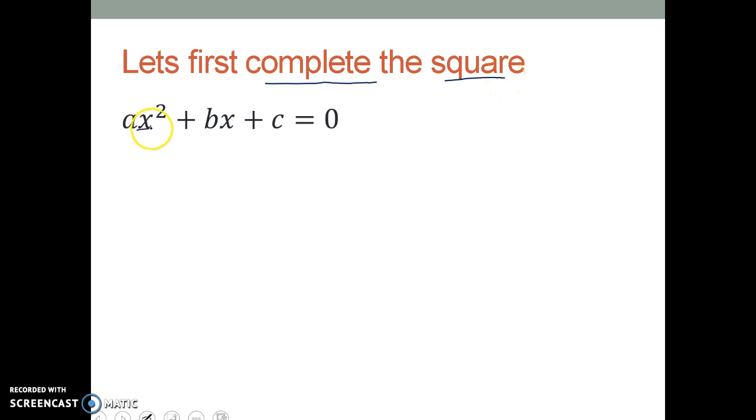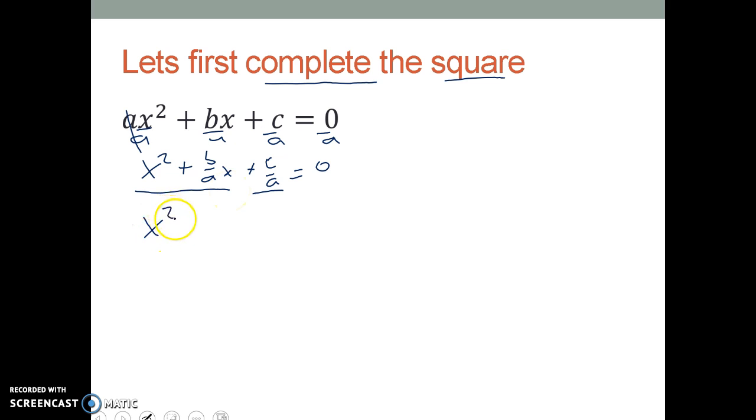And so I'm going to start by getting rid of the a value so that the x squared is by itself. So if I divide everything by a, I will have x squared plus b over a times x plus c over a equals 0. But then I want to get this c over a out of the picture so I can make this a perfect square. So I'm going to have x squared plus b over a times x. I'm going to leave a space here.